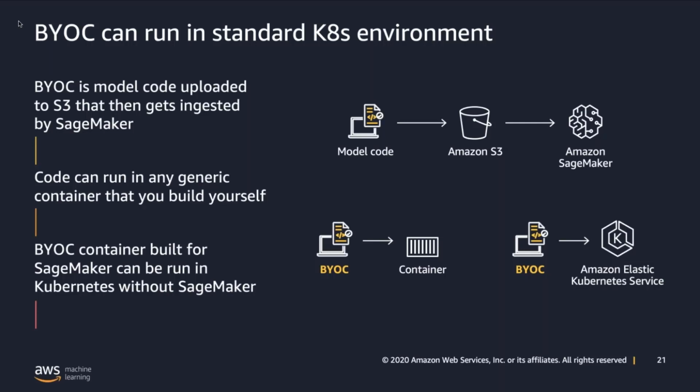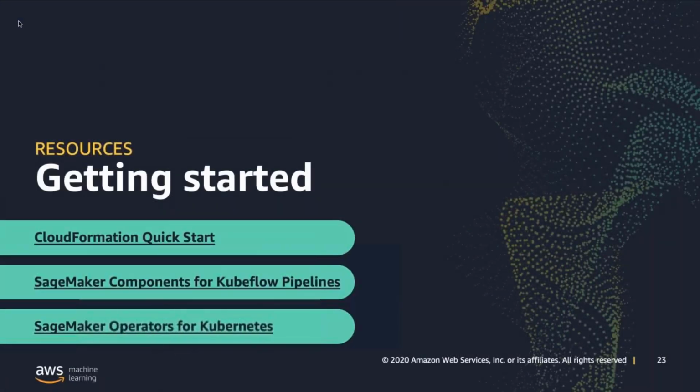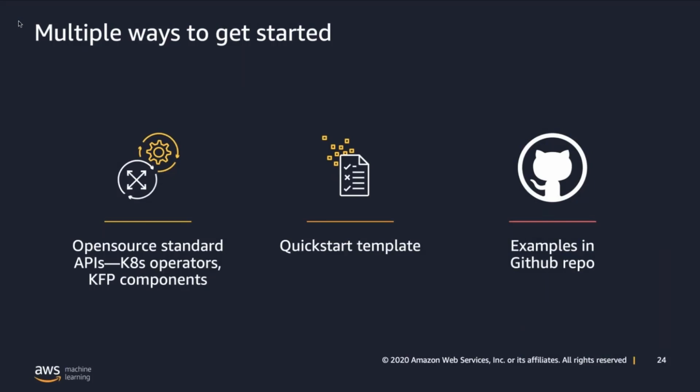ECR repos. So just to re-summarize, with Kubeflow, you have the benefit of hybrid infrastructure, portability, composability through their Python-based DSL, while at the same time, by integrating this with SageMaker, you have fully managed infrastructure, managed spot training, distributed training, ground truth data labeling, scalable inference endpoints, and all these other bells and whistles. And if you want to get started with SageMaker and open source tools, we have 3 different options. We have the 2 products, the SageMaker components, the SageMaker operators, and we'll be releasing a CloudFormation quick start that allows you to essentially load the Kubeflow pipelines-based environment, optimized to run for accelerated ML compute using SageMaker.